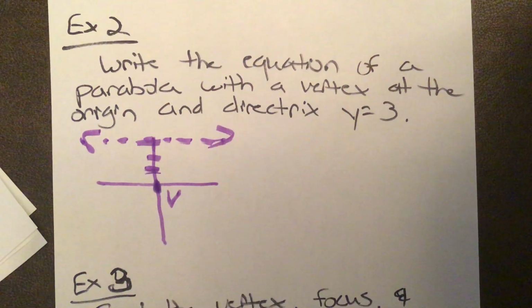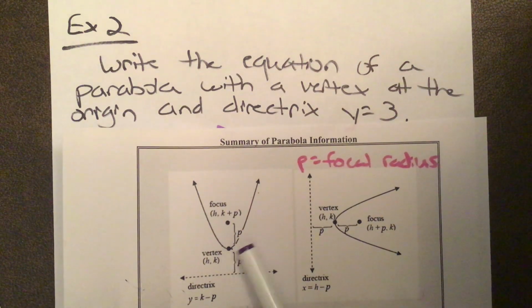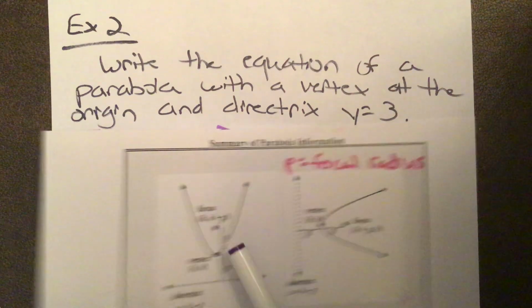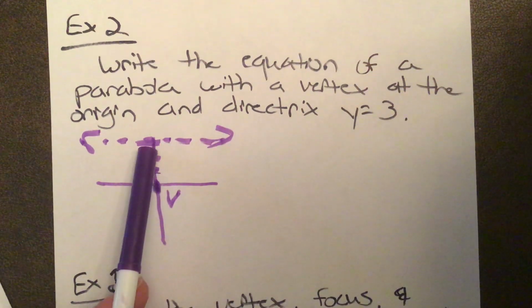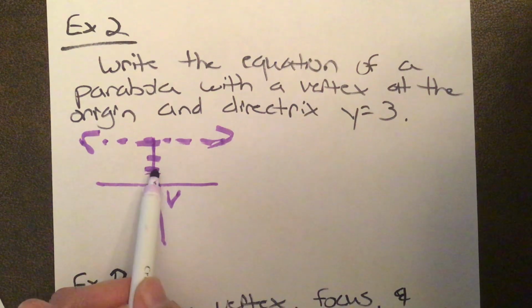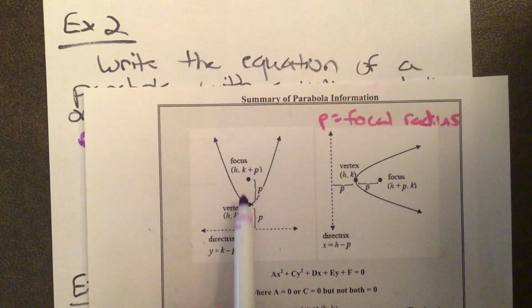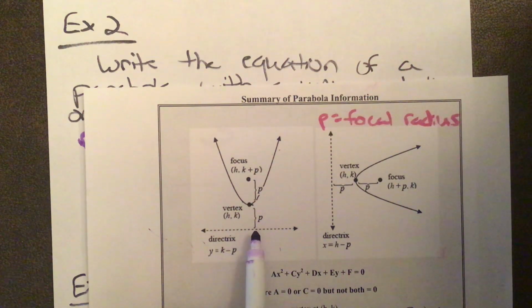Okay. So first thing is, how do I know which way this is going to open? So remember, the focus is always inside the parabola. Since the directrix is this way, that must mean the focus is this way. And remember, the focus and the directrix are the same distance away from the vertex, just in opposite directions.